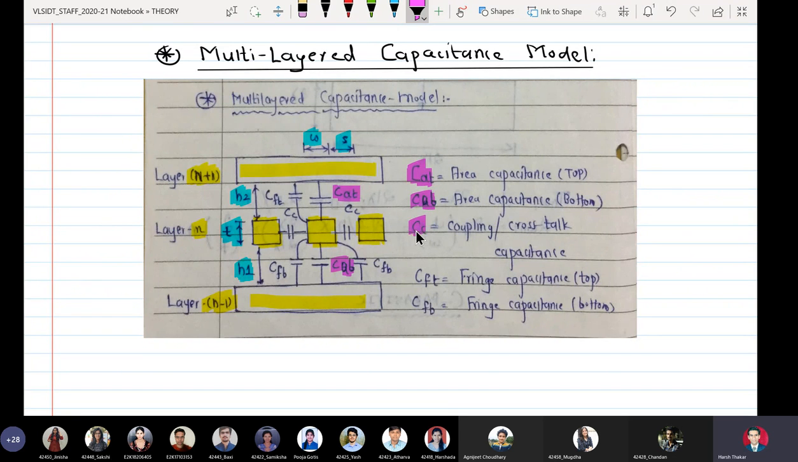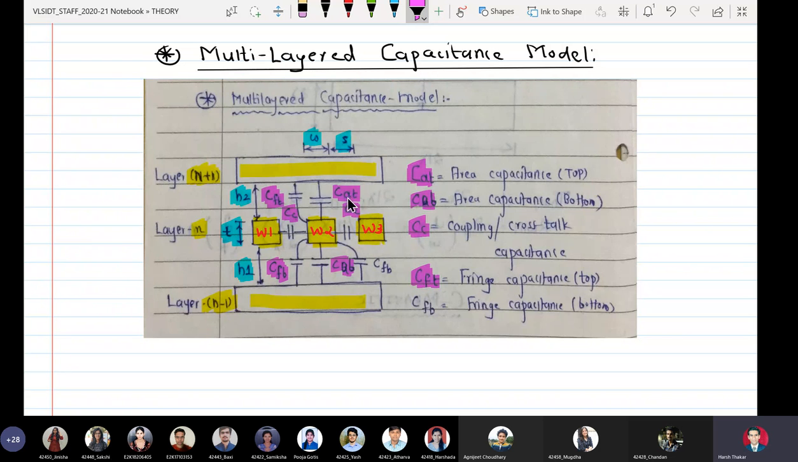There is something called a coupling capacitance CC between two wires. We see here wire 1 and wire 2 have a coupling capacitance CC. Similarly, wire 2 and wire 3 have another coupling capacitance here. So maybe I can write it like this: W1, W2 and W3, the three wires. Similarly, I have another capacitance CFT, which is here. It is the fringe capacitance with respect to the upper layer or the top layer. Similarly, I have CFB, that is a fringe capacitance bottom.